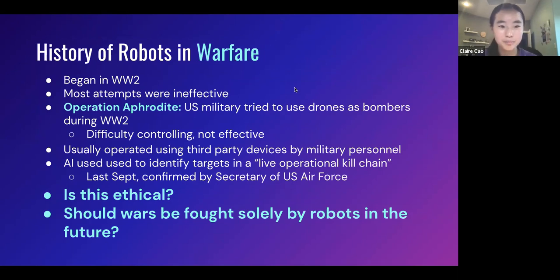There really isn't that much, but it began in World War II. The first ever attempt was in World War II. Most of the attempts so far have been ineffective, or they've just flat out failed. And that is going to change. It is already changing. Whether we want that to change or not, that's up to us. There were some drones that actually worked, but most of them don't.